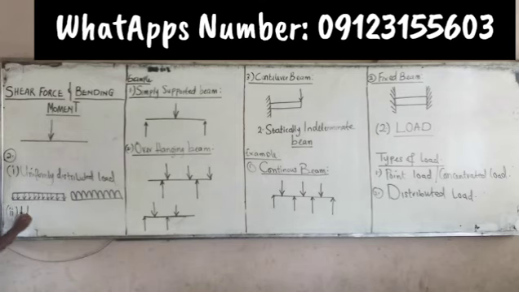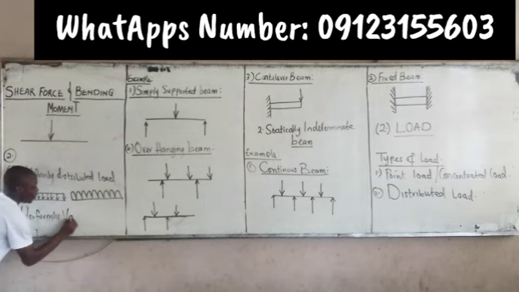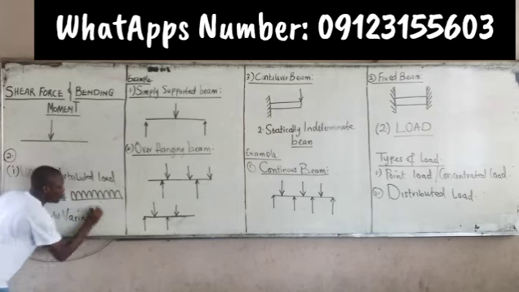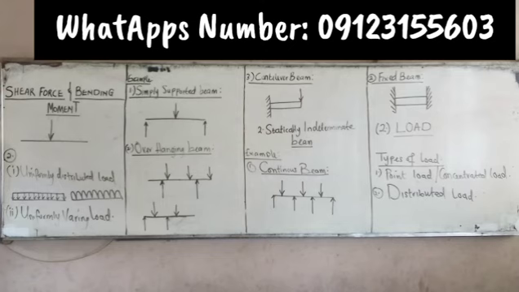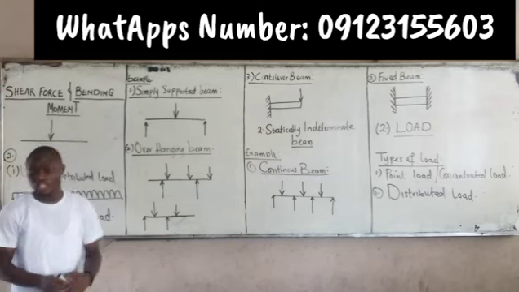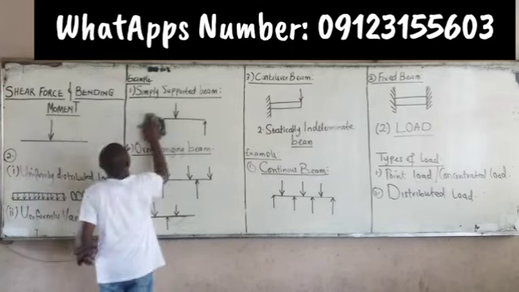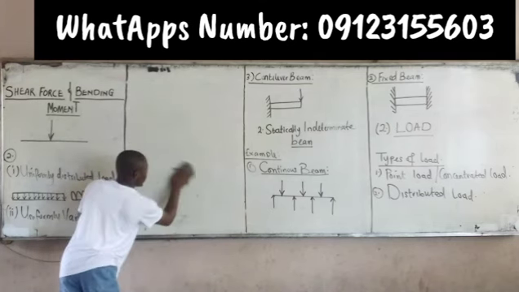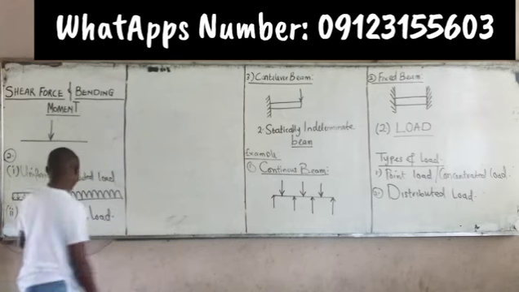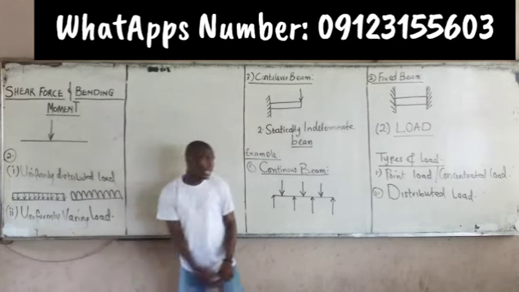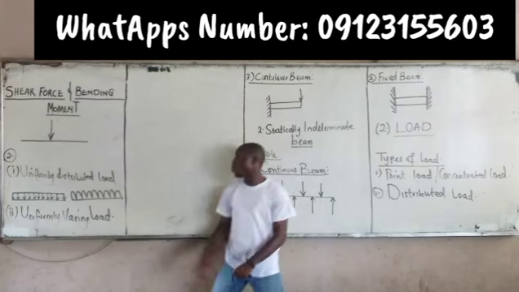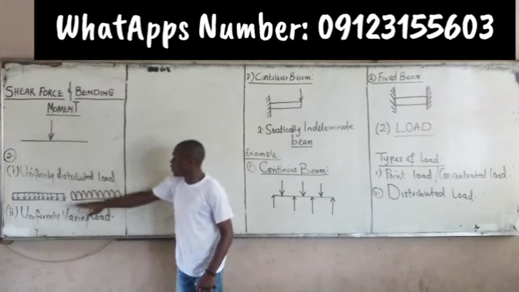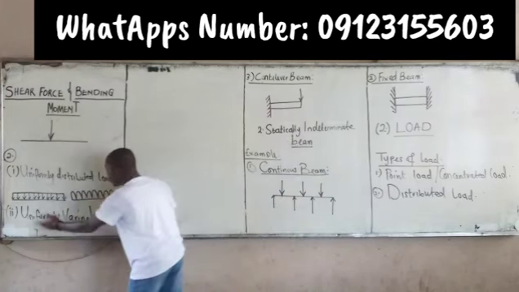And the second one that we have is called the uniformly varying load, which can be illustrated from this diagram here. We said we have two types of distributed load. Number one, uniformly distributed load, which is in this format. Next up, uniformly varying load.